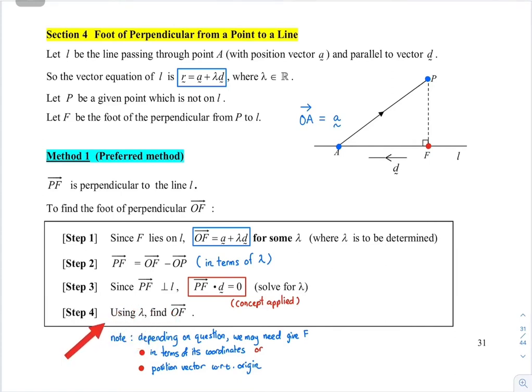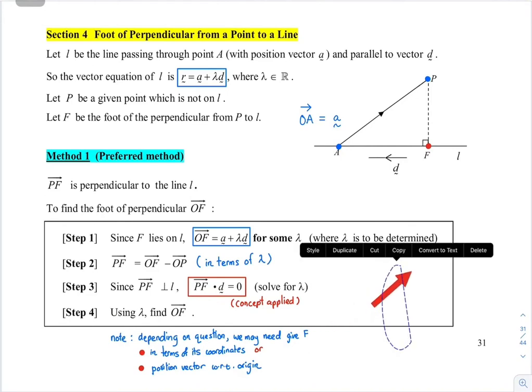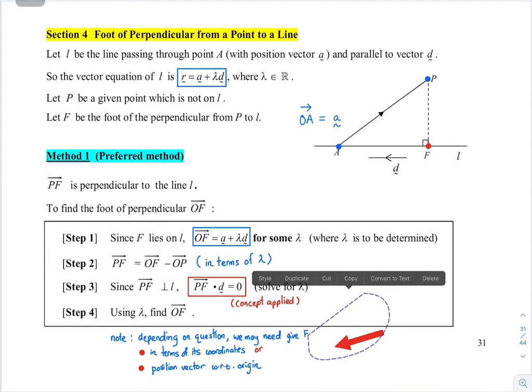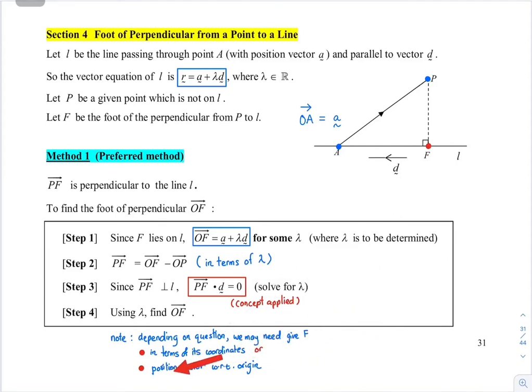Now depending on the question, we may need to give the point F either in terms of its coordinates or in terms of the position vector with respect to the origin. So we need to read the question carefully on what is required for the particular question that we are doing.